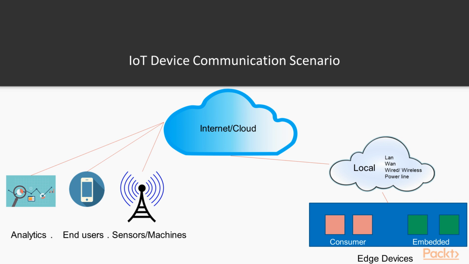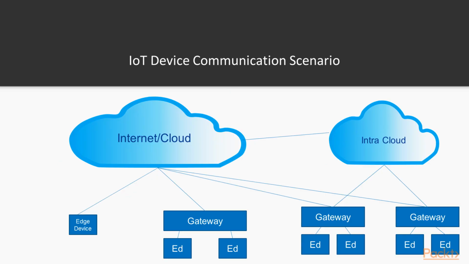Now let's zoom in on the edge device and the local network area. An edge device could directly connect to the internet after a set of ISP layers, or it could first communicate to a gateway, and then the gateway can communicate to the internet. Or different gateways can communicate to a local cloud or an intra-cloud, and this cloud can communicate to your IoT platform living on the internet or any other service living on the internet. So there are multiple ways your edge devices could end up communicating within themselves and with the internet.